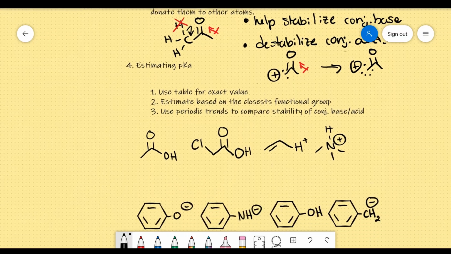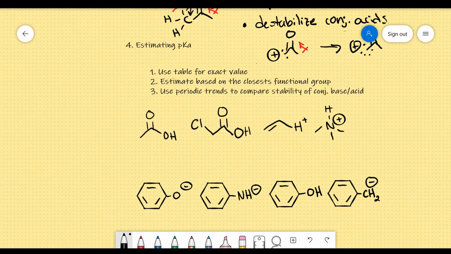Okay, so I have two examples here. The first one, we're looking for the most acidic. We're going to rank them in order. The second one is going to be the most basic. So remember, for acidic we want the lowest number, and for basic we want the highest. Okay? So let's start with our acidic groups.